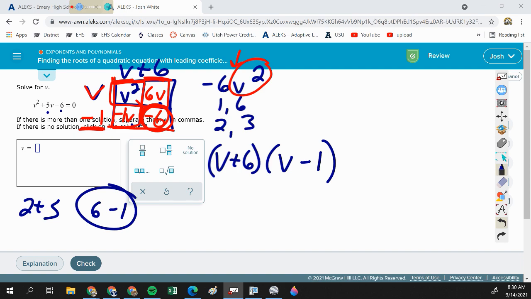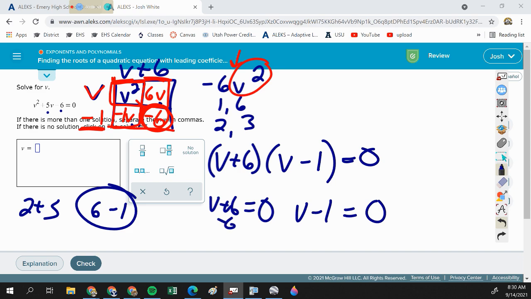If it says find the roots or solve, or if the equation says equals 0, then you have to go one step further. So when will this equation equal 0? Well, either v plus 6 is equal to 0, or v minus 1 is equal to 0. So here I subtract 6. Here I add 1. So v is either negative 6 or 1.